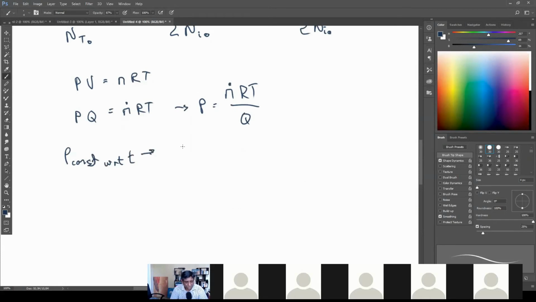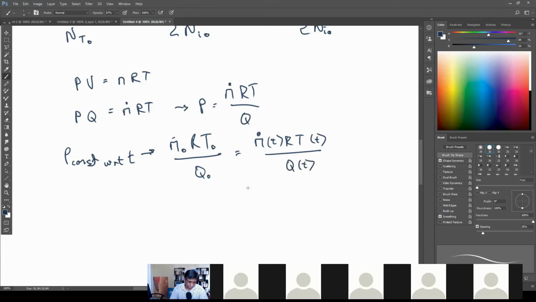P constant implies that N dot naught R T naught, your initial temperature, divided by Q naught is equal to N dot at time t, R T at time t, times Q at time t.